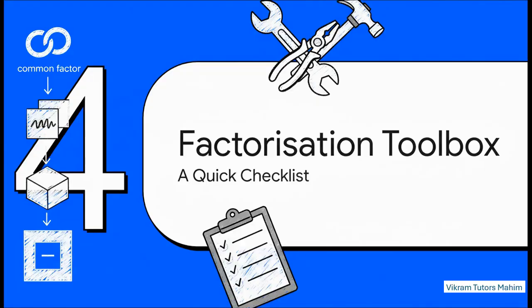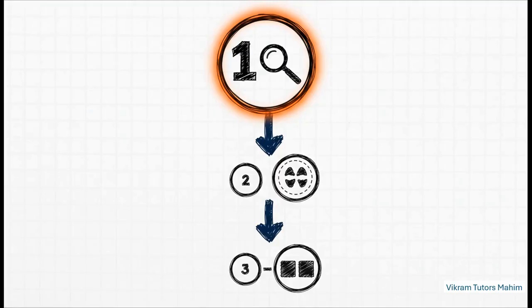All right, so our toolbox is looking pretty good. We've got 3 awesome tools in there now: finding the common factor, using grouping, and spotting the difference of 2 squares. So to make this all super practical, let's put it together in a quick checklist you can use every single time.